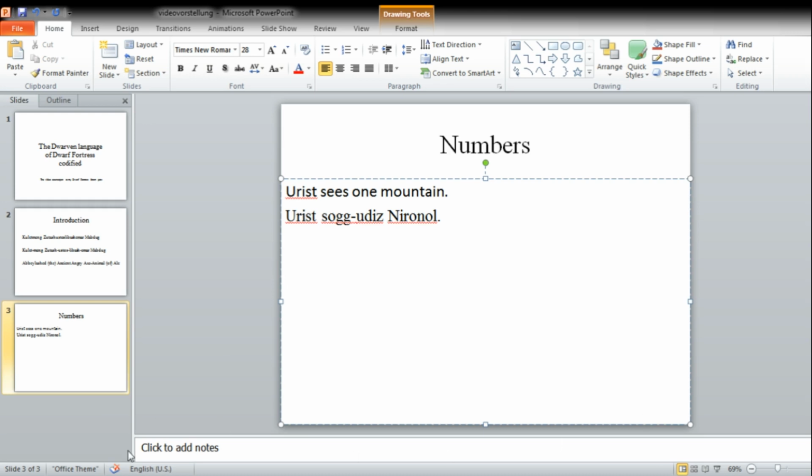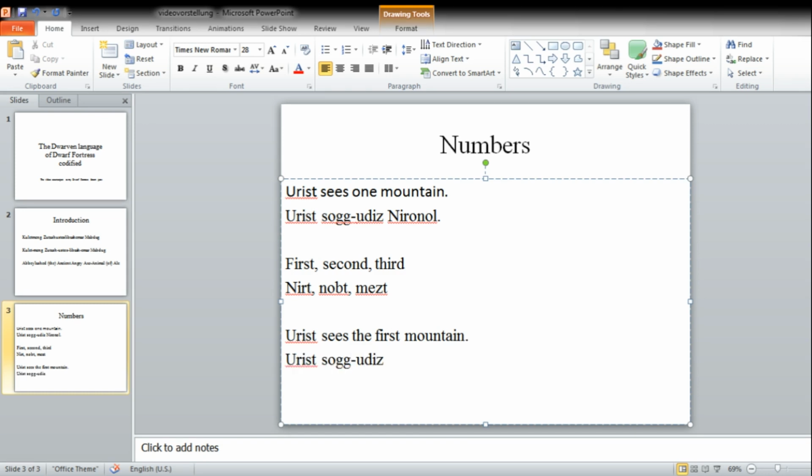But we can also have ordinal numbers, which are numbers like first, second, third, and so on. Those are just the normal number plus the letter T. So, niet, nobt, mest. And so, if I say Jurist sees the first mountain, it would be Jurist sog udis niert onol. And so the difference between this sentence and this sentence is one letter. Niert. But the niert makes it an ordinal number. Jurist sees the first mountain. And again, there's no article, no the. It's just not necessary. Forget it. Jurist see present first mountain.